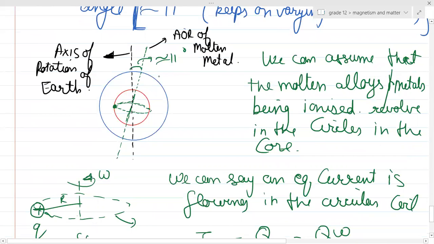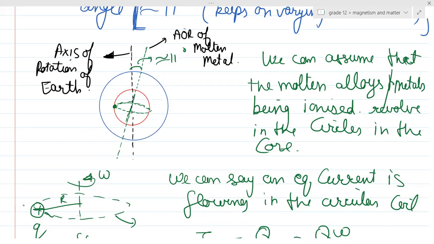How are we relating the coil to the Earth? We are not relating it with the coil. We are just saying that the charge is rotating, and it's in molten form. So the ionized charges are rotating inside the core. We assume those charges to be in the form of a coil. Is there a wire inside the Earth? No. It's just some charges which are revolving around the axis.